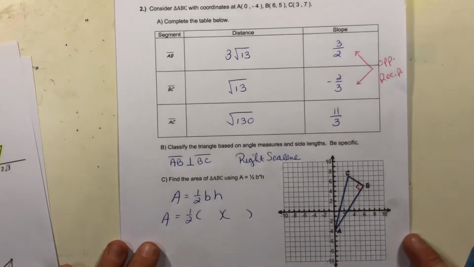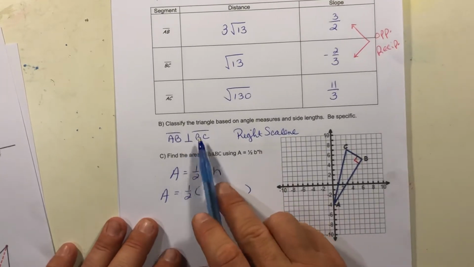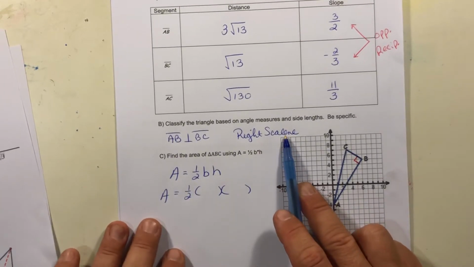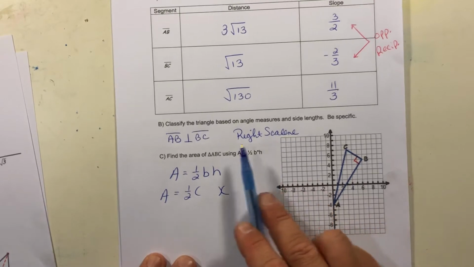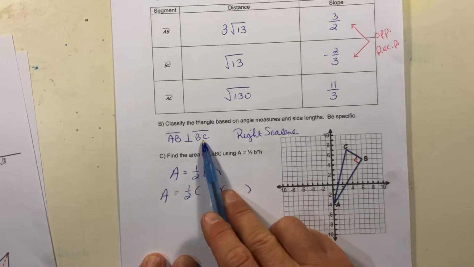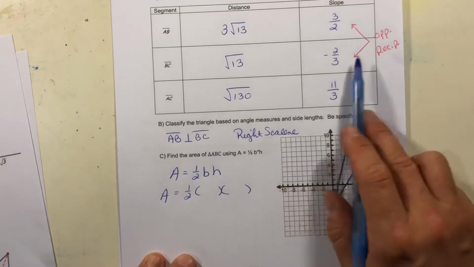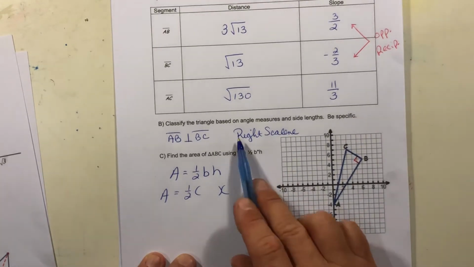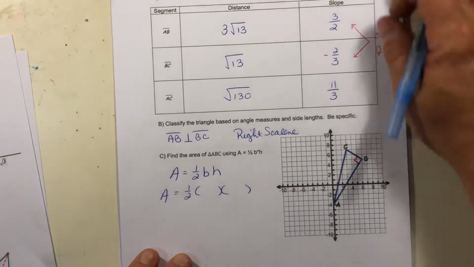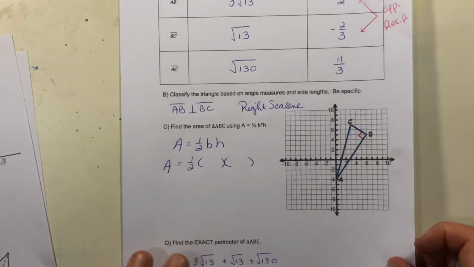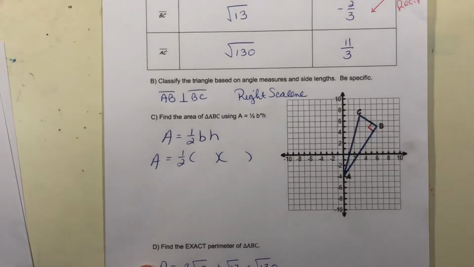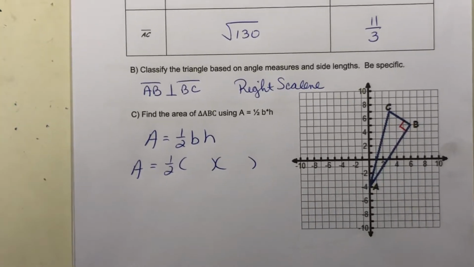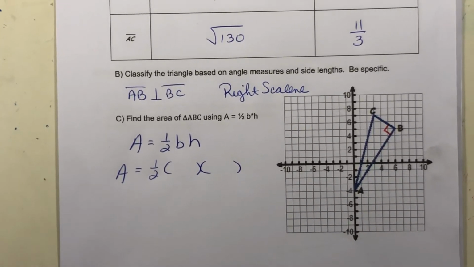I'm just going to breeze through a lot of this quickly. I didn't write my full explanations here, so go to the answer key again. But segment AB is perpendicular to segment BC. I know that from the opposite reciprocal slopes, which means we have a right scalene triangle. What I wanted these videos to do was highlight and focus on the area parts of each question, okay? So I'm going to label my triangle.